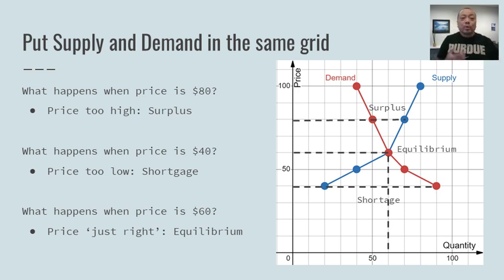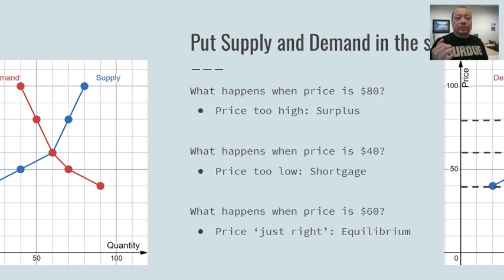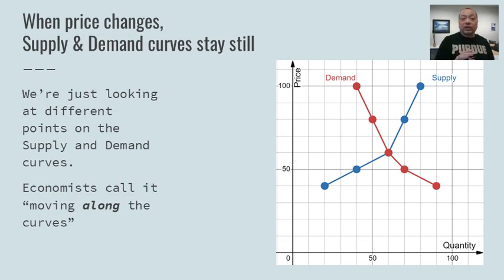All right, what we've done so far is to learn how to mathematically get information from the supply and demand curves given different price levels of the good we're looking at. This exercise actually illustrates this rule in economics. When the only thing that changes is the price of the good or service we're looking at, the supply and demand curves stay still. We look at different price levels, different points on the supply and demand curves, but the curves themselves don't move. Economists call it moving along the curves.